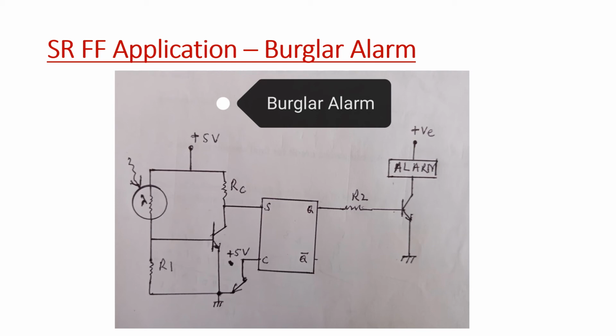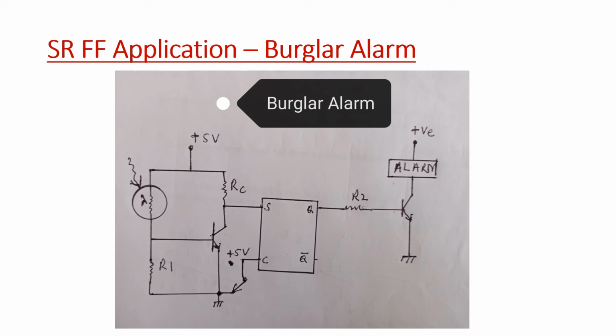Now let's see, the light is falling on the photocell. When the light falls on the photocell, obviously the positive is applied on the base, and this transistor on the left hand side goes into the saturation region. Then on S, 0 is applied, so Q is 0. So the transistor on the right hand side does not operate, it does not go into saturation. It remains cut off and the alarm is off.